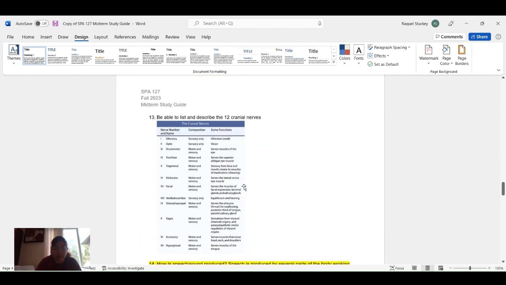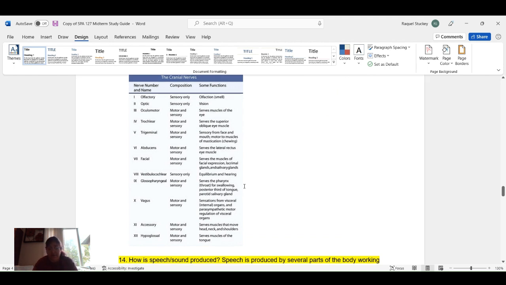We have our mnemonic, which will be: oh, oh, oh, to touch and feel very good velvet. Heaven. Number 1 is going to be your olfactory, sensory. The first one's going to be the olfactory.